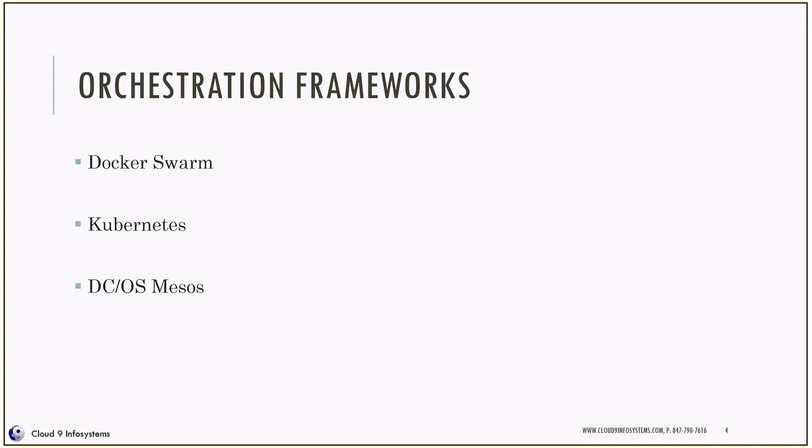We'll be talking about the three more prominent options that are available right now. First one being Docker Swarm, second Kubernetes, and the last one Apache Mesos. All of them do container orchestration, but each framework's approach and the features that it offers are different.